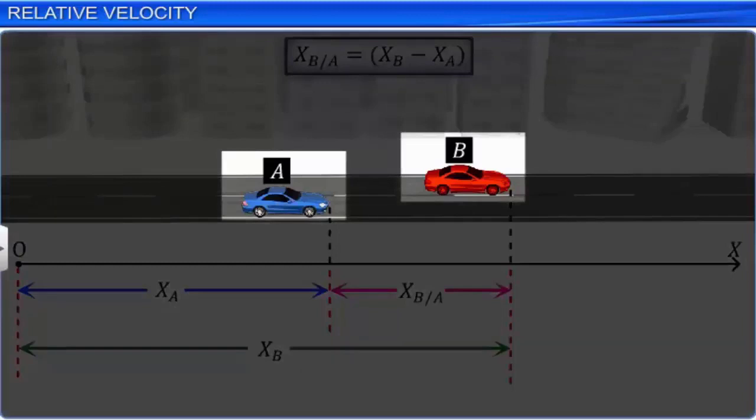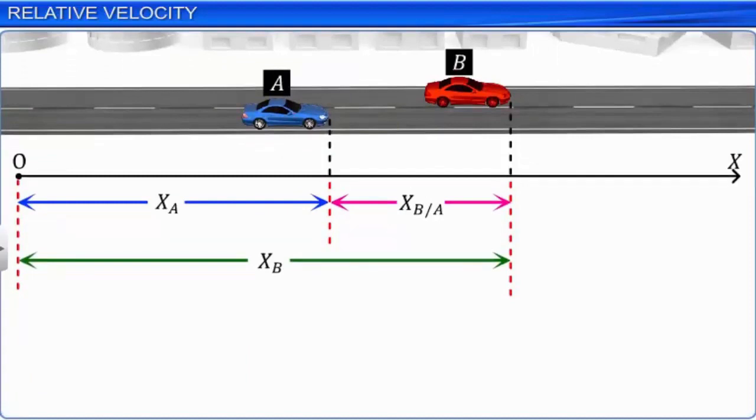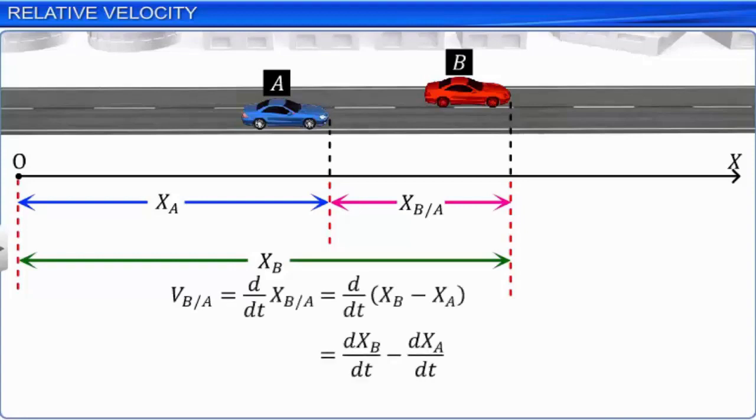Differentiating relative distance xB/A with respect to time, we get relative velocity, which is denoted by vB/A. By differentiating, we get vB/A is equal to vB − vA.